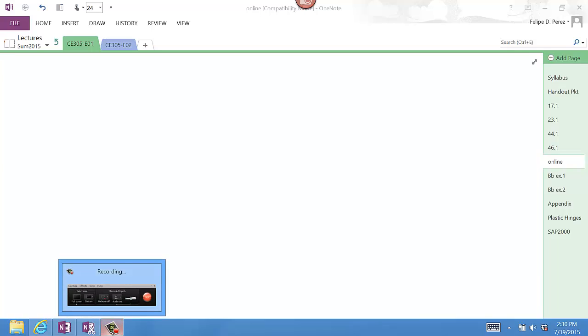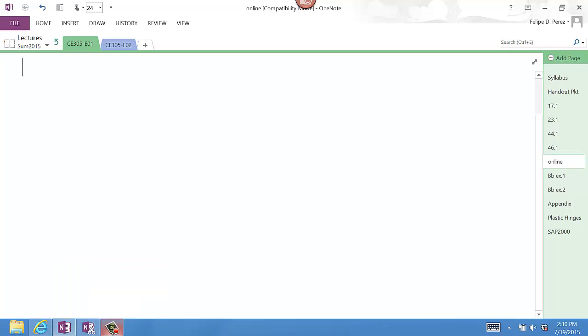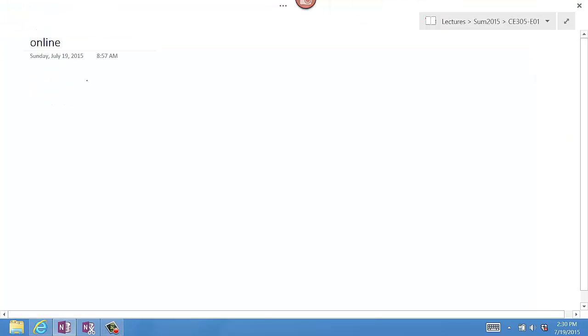Hi class, we're going to continue with our coverage of the slope deflection method. And so the first thing that we're going to do is cover another example. This particular example is going to be very similar to one of your homework problems in that it's going to have some support settlement.